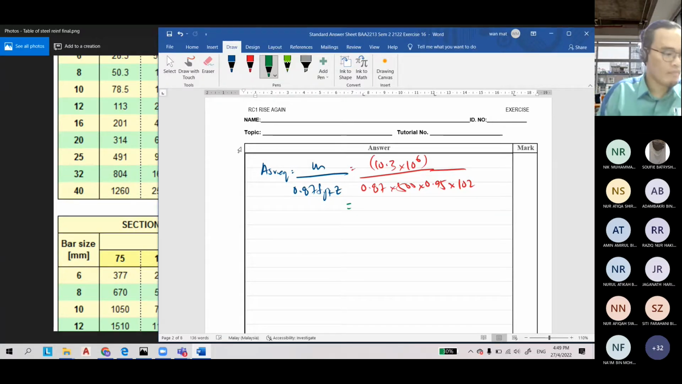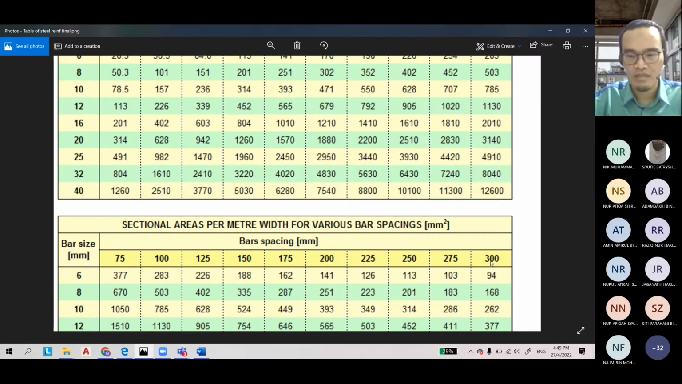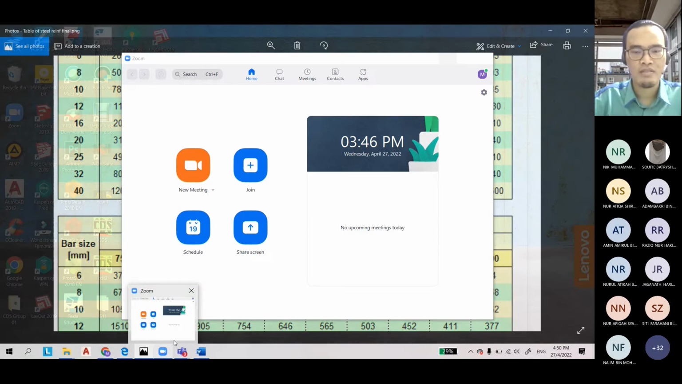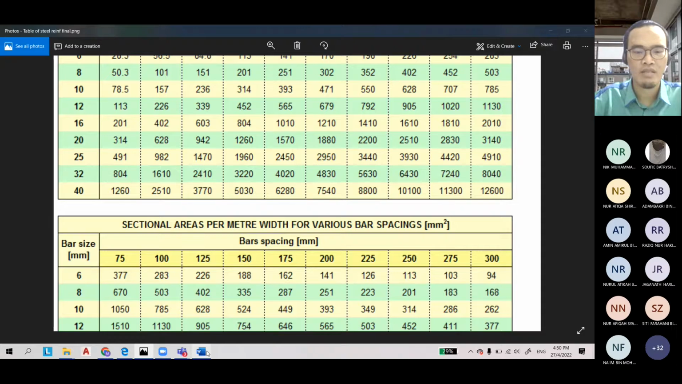Any answer? 244 millimeter square per meter. So which one to provide? From this table, you get up to 300, but 300 is still large. Okay, 377. Why not we try to go for maximum? Because this is not secondary bar, so the maximum is 400.